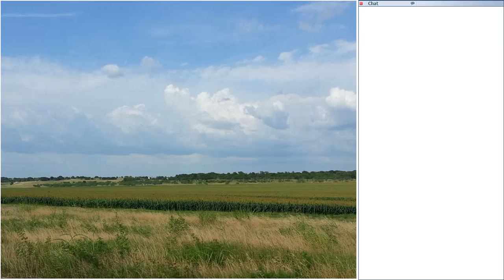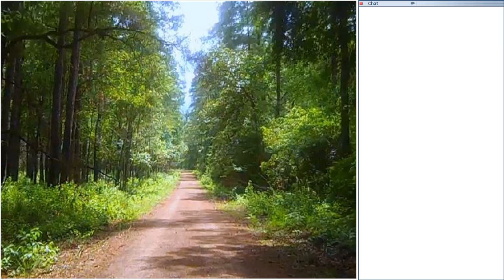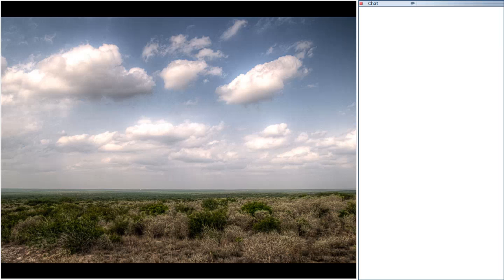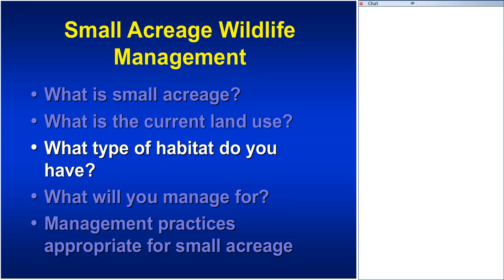In Central Texas, it might be a combination of cropland and grassland. In East Texas, it could be dominated by woodlands or timber. And as we move out into the western part of the state, it may be really dominated by rangeland. So that's what I'm talking about as far as the current land use. So next is what type of habitat do we have?